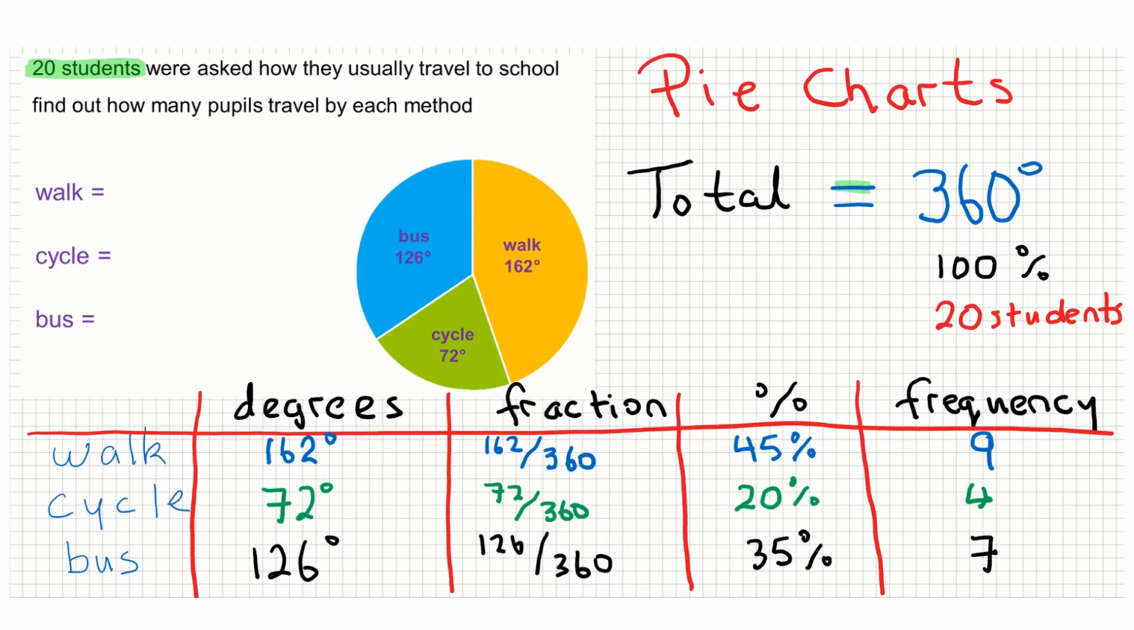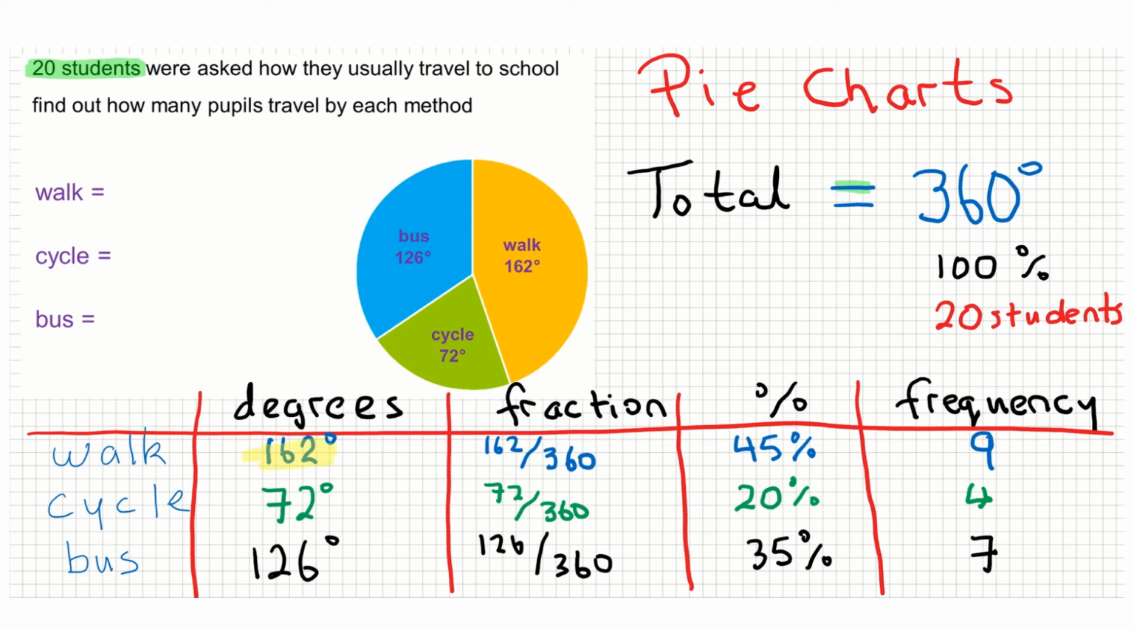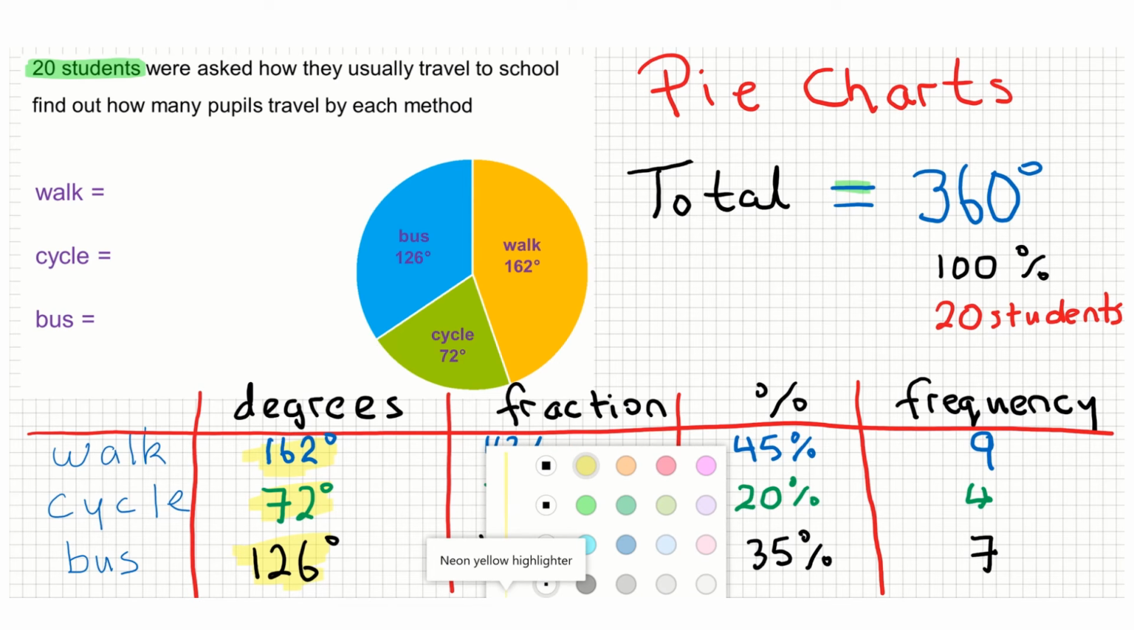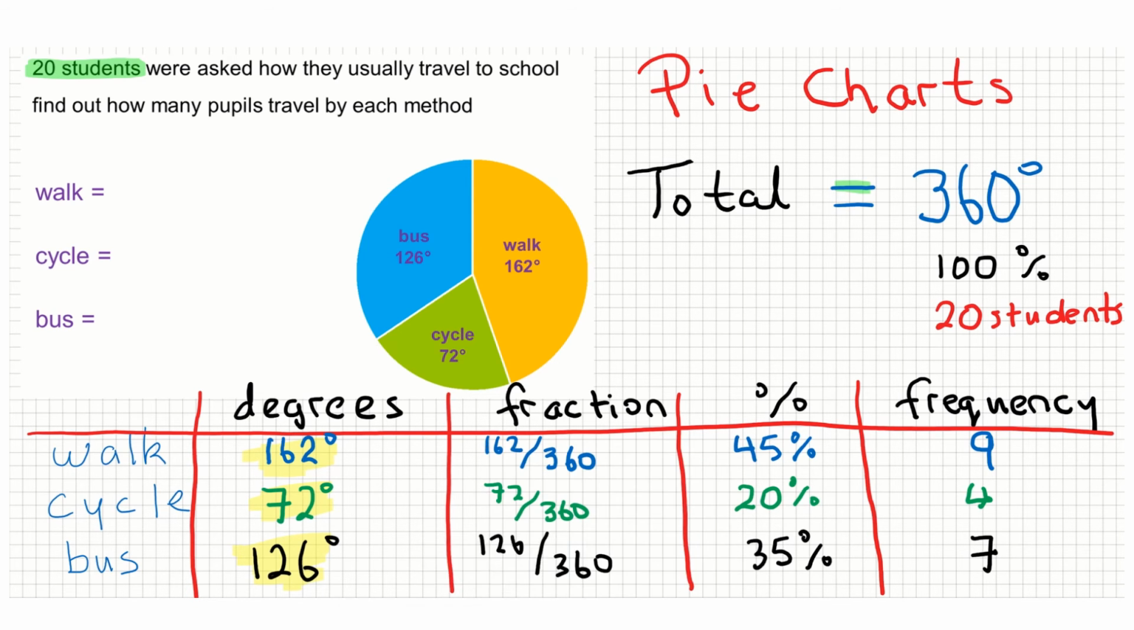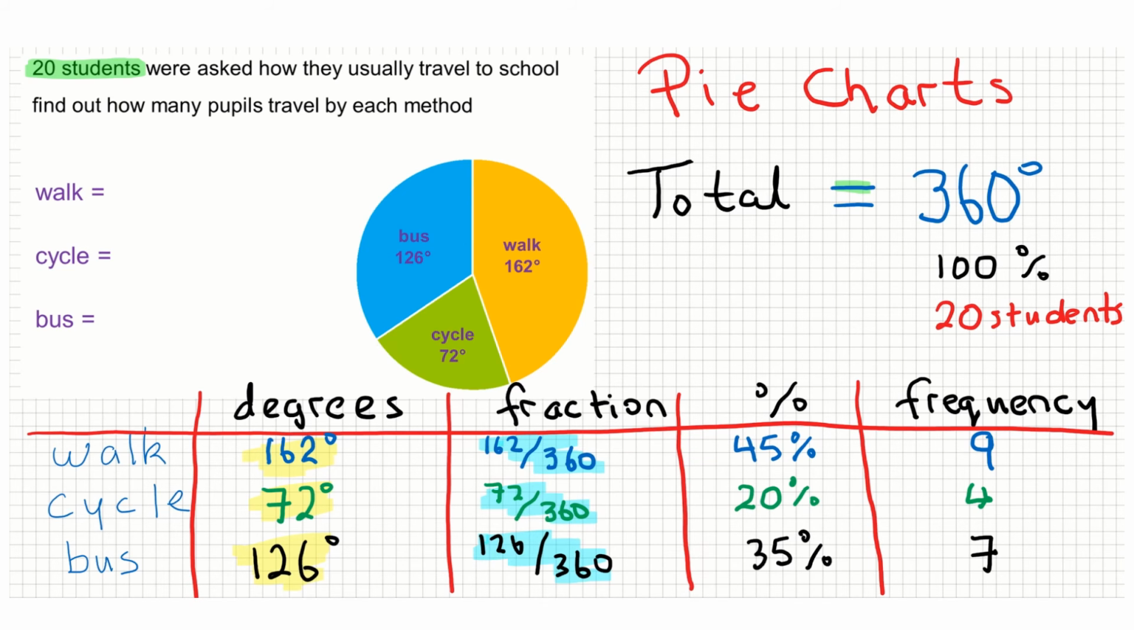Okay, so let's relate all this stuff together. If we add up the degrees, 162 plus 72 plus 126, what should we get? 360. If we add up the fractions, 162 over 360, 72 over 360, 126 over 360, we should get 360 over 360. If we add up the percentages, 45 and 20 is 65 and 35 is 100%.